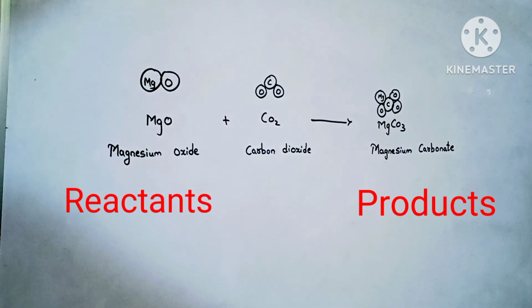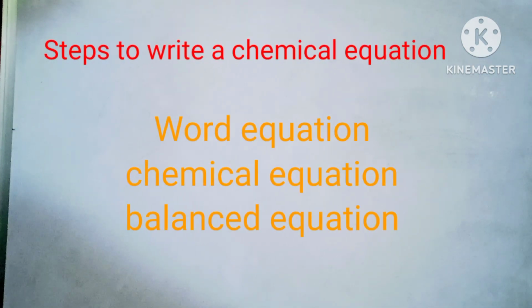A chemical reaction rearranges the constituent atoms of the reactants to create different substances as products. In this process, we do not lose any atom or matter. Let us see the steps to write a chemical equation. Chemical reactions are typically written in one of three ways: word equation, chemical equation, and balanced equation. Let us study one by one.